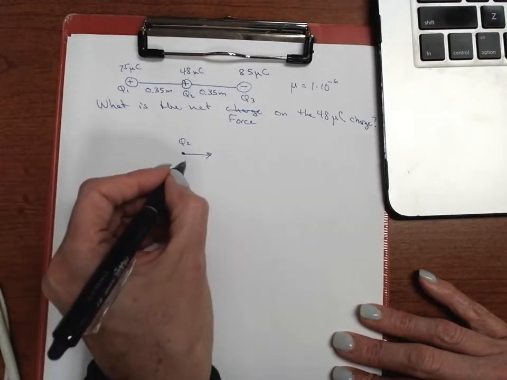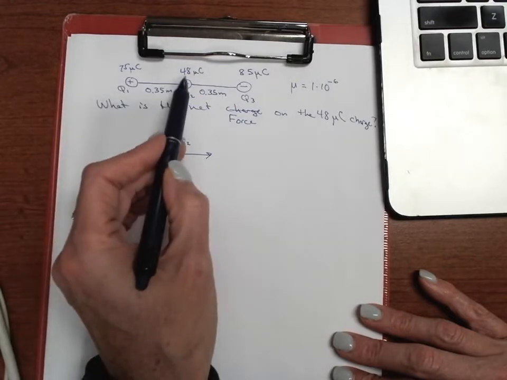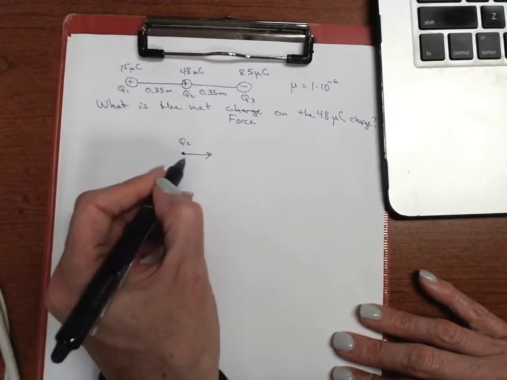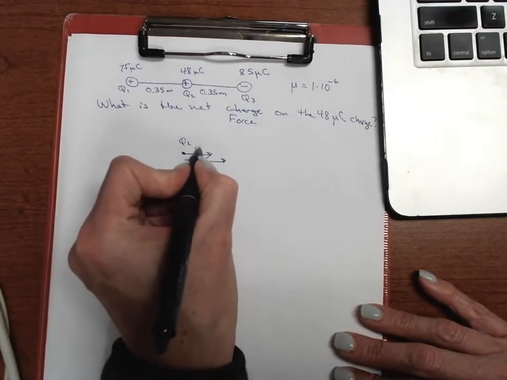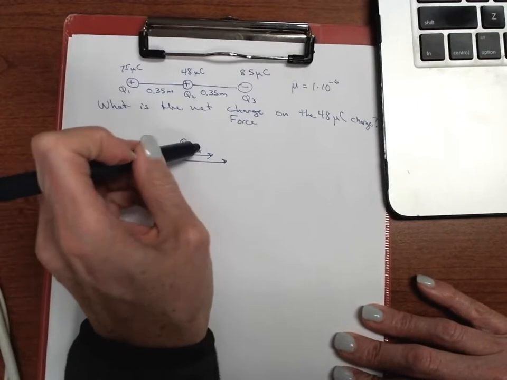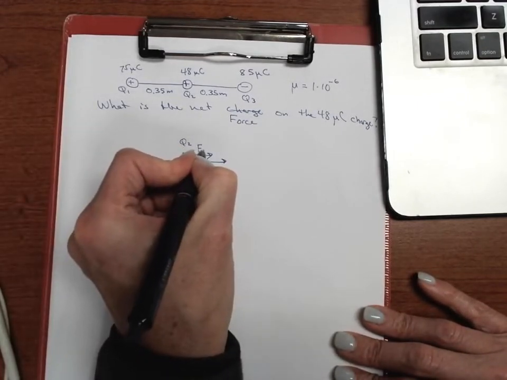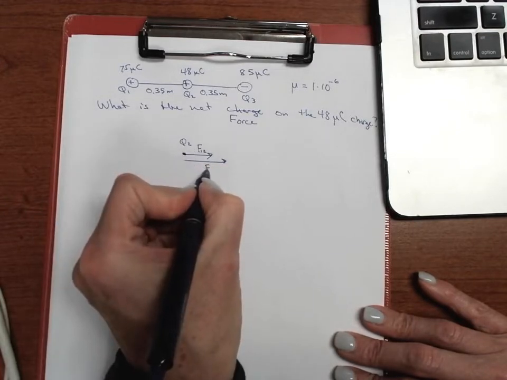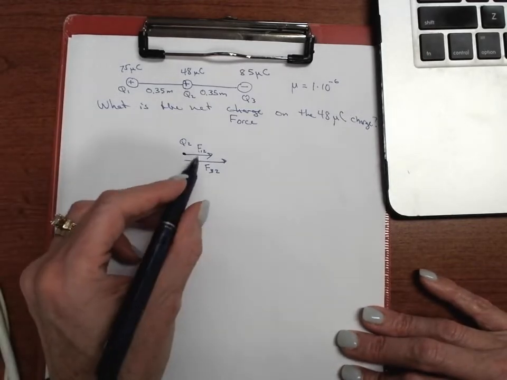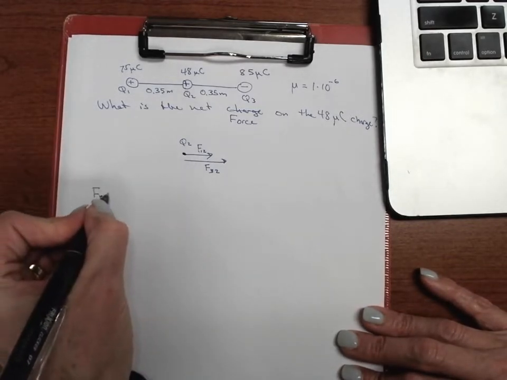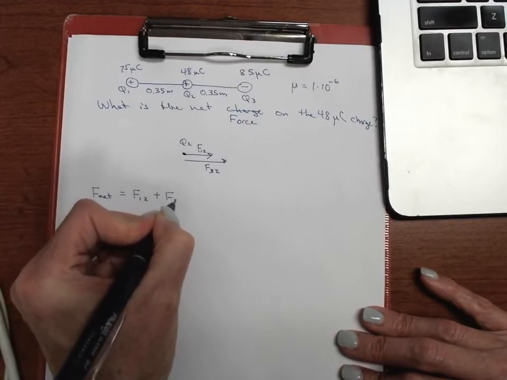So I'm just going to put it underneath, and I know I'm going to be multiplying the two charges together, so I'm going to have 75 times 48 versus 48 times 85. So I know this second arrow is going to be a little bit bigger. And so I'm going to label this the force of charge 1 on 2, and this arrow is going to be the force of charge 3 on 2. And so now to do the calculations, I'm going to add these two forces together. So I'm going to say F net is equal to F1 on 2 plus F3 on 2.